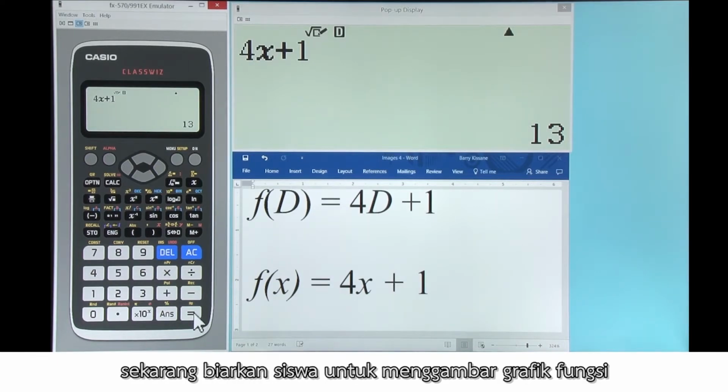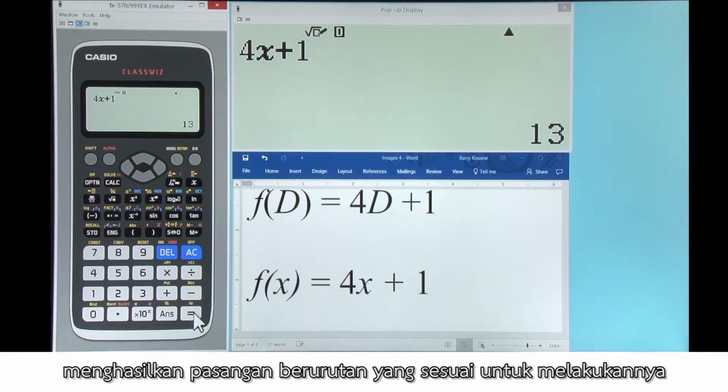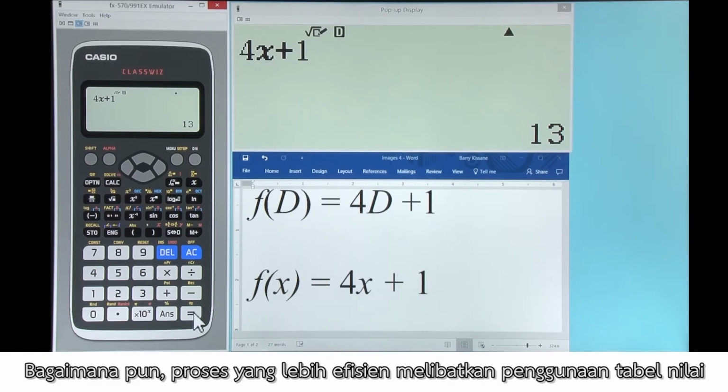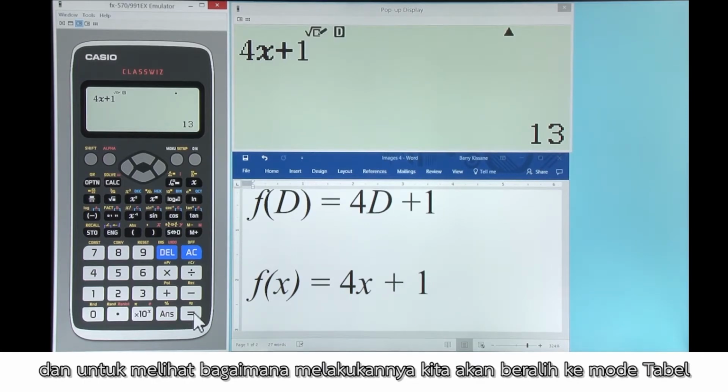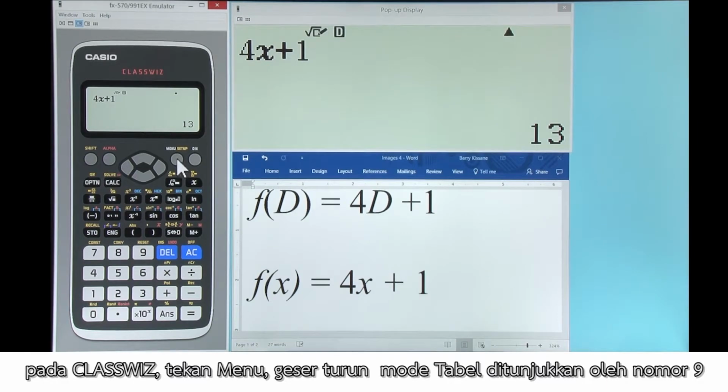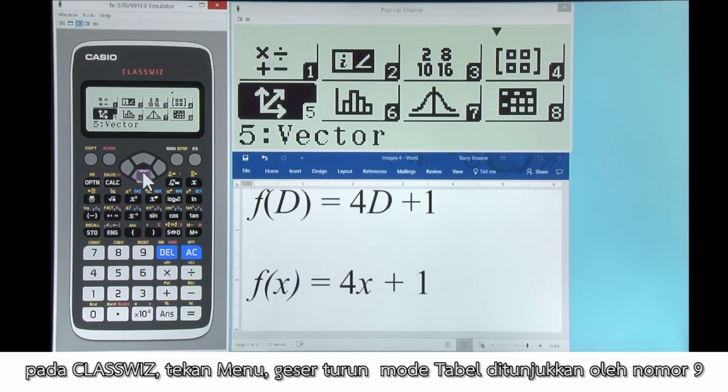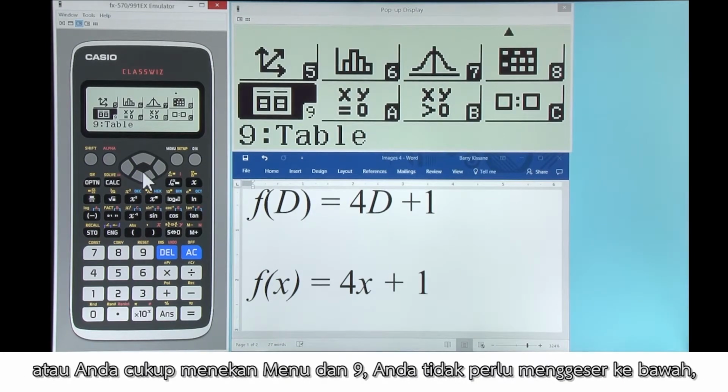Now it's a good idea for students to draw graphs of functions, and a function machine like this can help them to generate suitable ordered pairs to do so. However, a more efficient process involves using a table of values. And to see how to do that, we'll shift to table mode. On the ClassWiz, tap menu. Table mode is down as number 9, or you can just tap menu and 9. You don't need to scroll down.